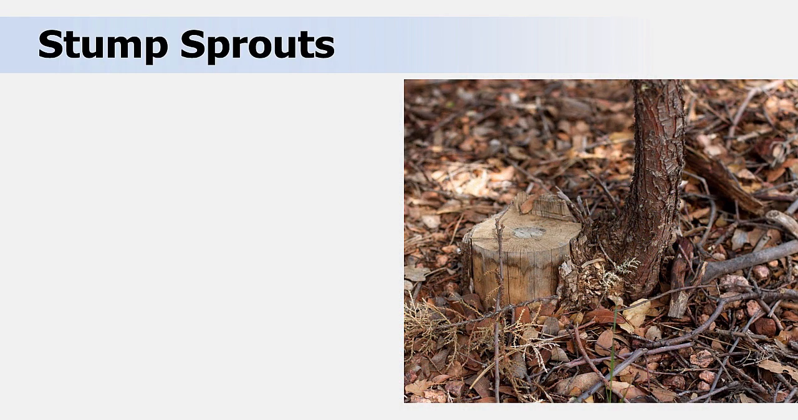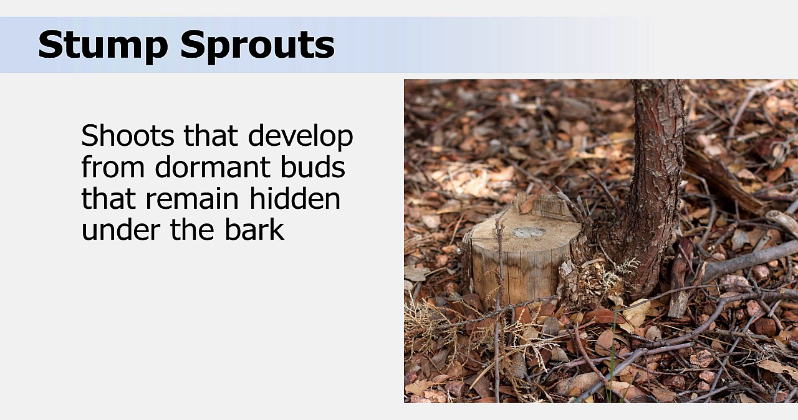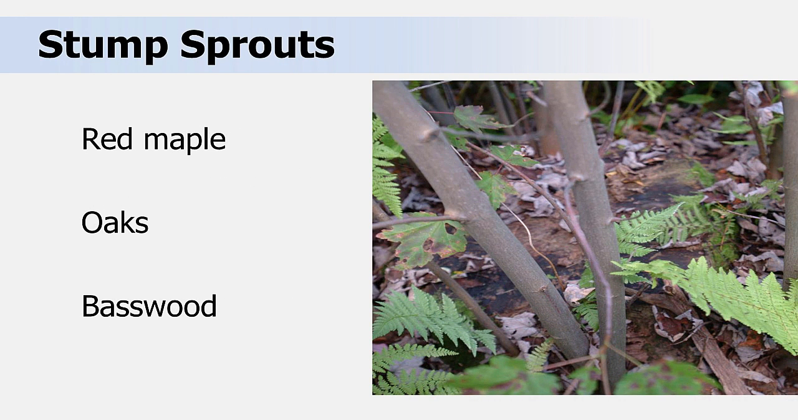A second form of vegetative reproduction that produces clones of the parent tree is stump sprouts. Some tree species reproduce relatively well from stump sprouts, sending up shoots that develop from dormant buds that remain hidden just under the bark. Under certain conditions, such as after harvesting or a fire that kills the upper stem, these buds will start to grow. They're an important source of regeneration in hardwood forests. Red maple, oaks, and basswood are excellent stump sprout producers.